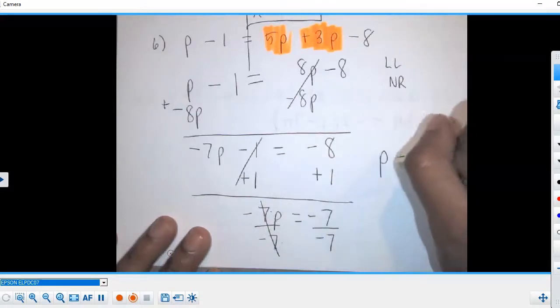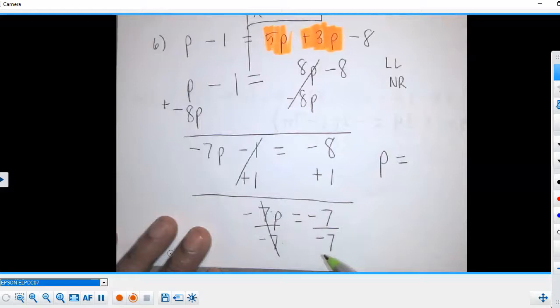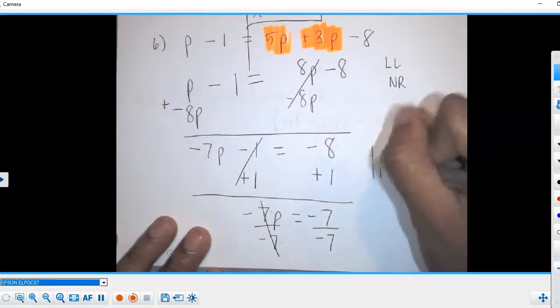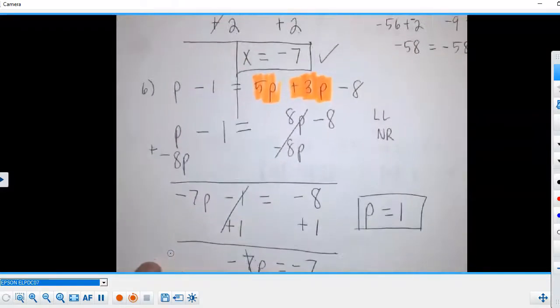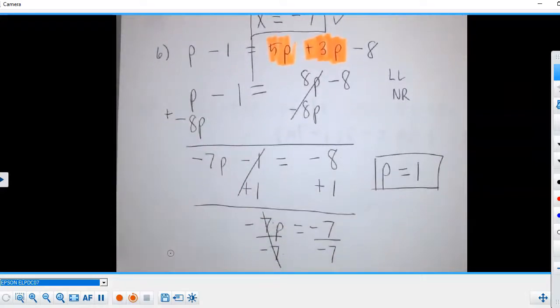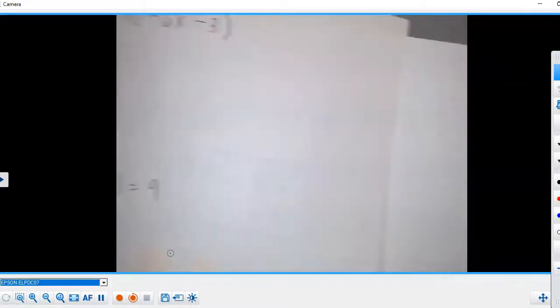We want a 1p that's positive. And then negative 7 divided by negative 7 again, positive 1. So p is equal to 1. And you can stop the video and go back and check. All right, so I hope that made sense to you. Let's go on to some more.